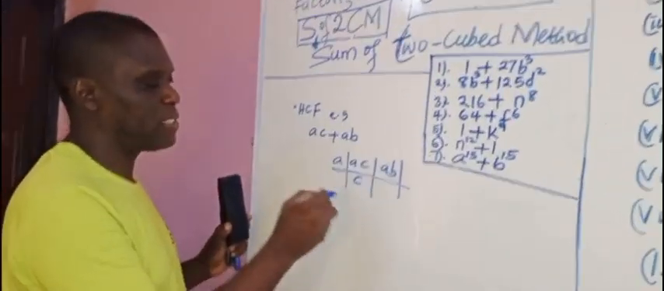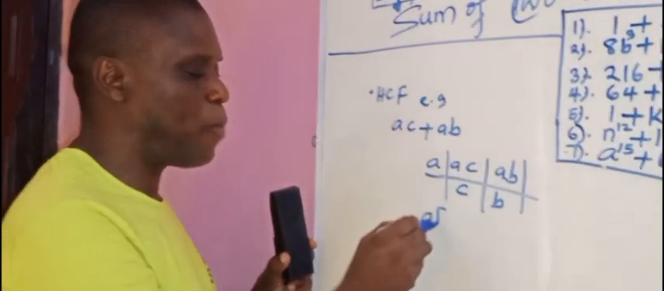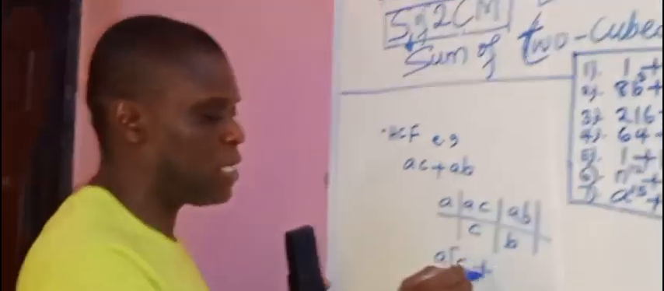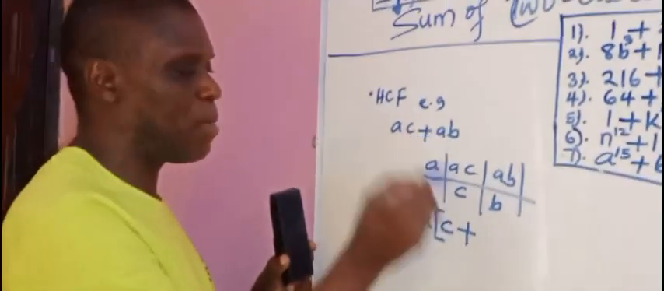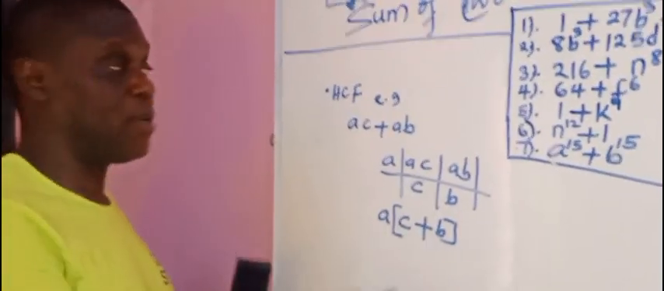What do you have left here? C. What do you have left here? B. So, nothing can go again. So, the factor is A. Then, you open the bracket. What remains here? If you use this to divide this, it will remain C, which is this C, plus, you put plus there. Use this to divide this, it will remain B, you put B here. So that's the first one, the summary of that.